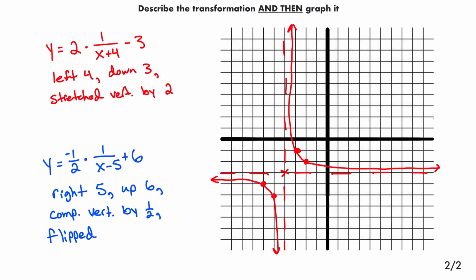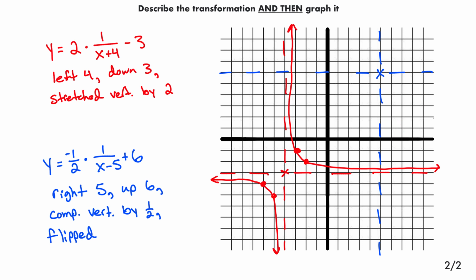Alright, so let's go right 5 and up 6. 1, 2, 3, 4, 5. 1, 2, 3, 4, 5, 6, which is right here. My horizontal asymptote is going to go through that center. And my vertical asymptote is going to go through that center. Now, normally we would go right 1, up 1. However, for this one, it's going to be a little bit different because we are flipping it, so we're going to be graphing in the bottom right portion instead, and we're compressing it by 1/2.